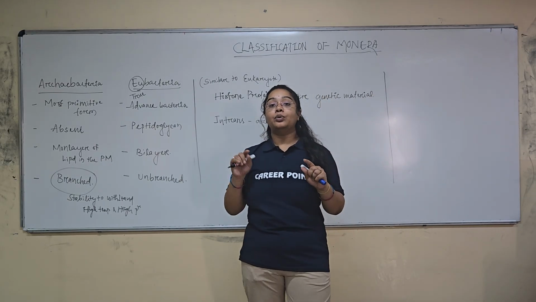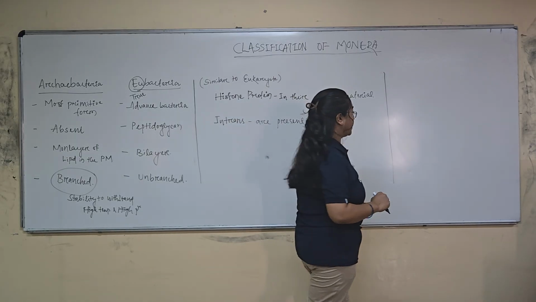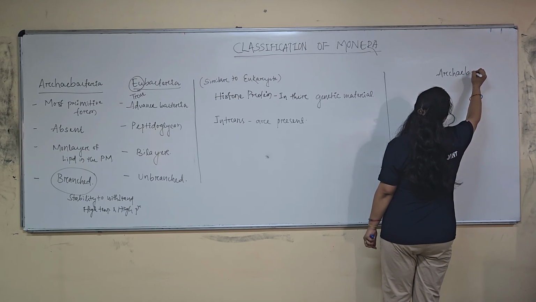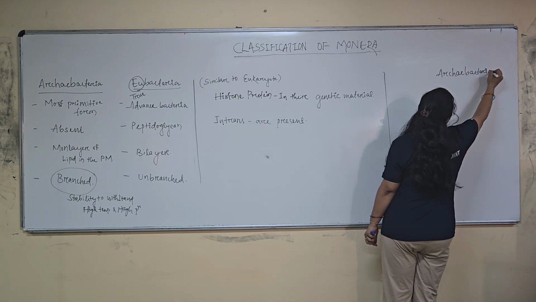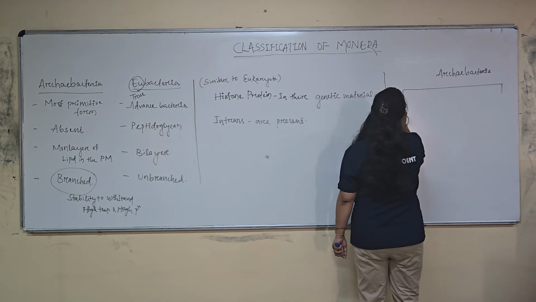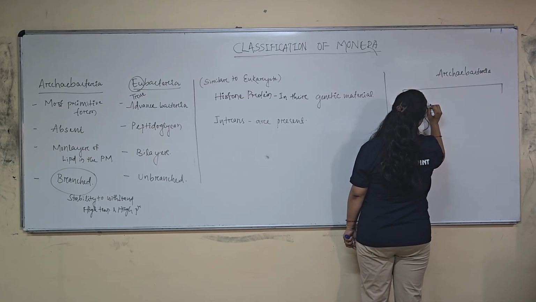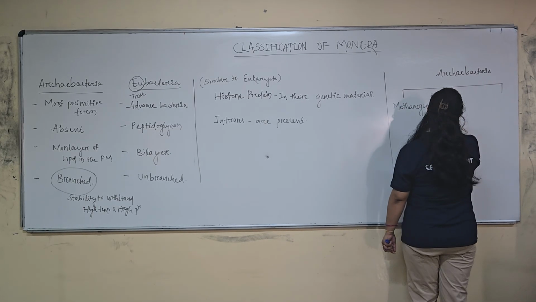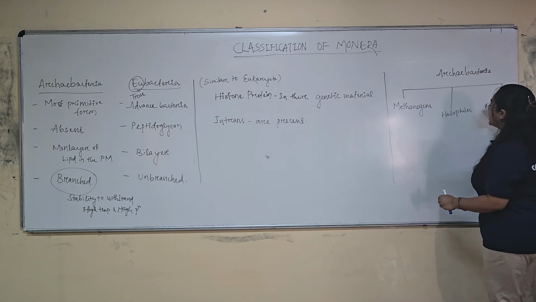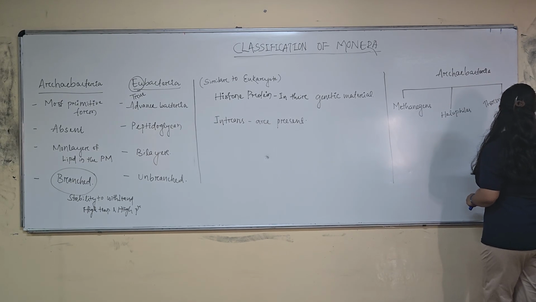Let's talk about the detailed view of archaebacteria. Okay, so again, the archaebacteria is divided into three parts. One is the methanogens, another is the halophiles, and the third one is the thermoacidophiles.